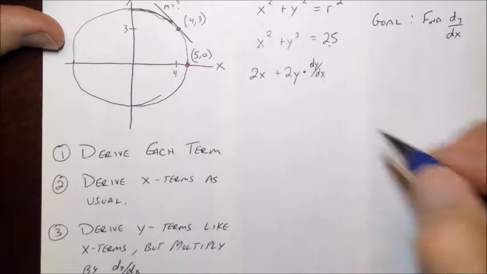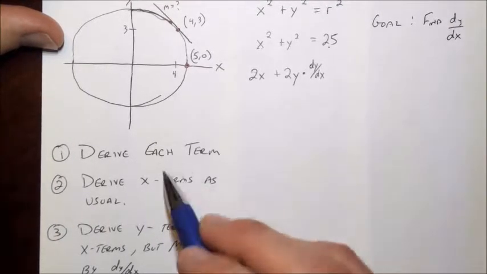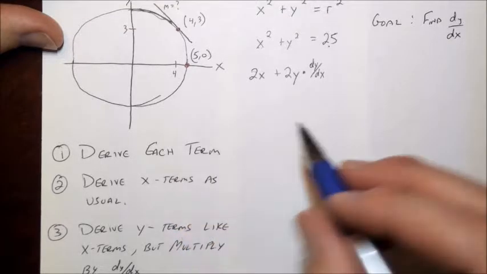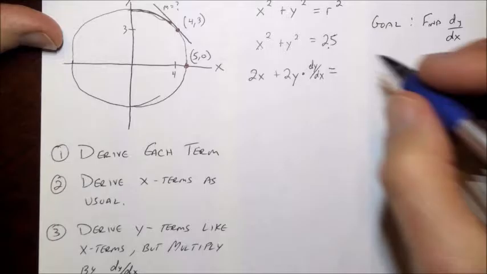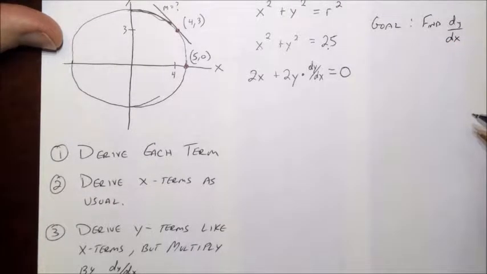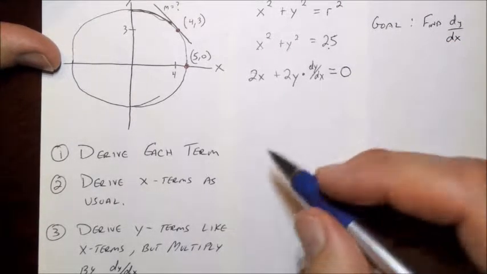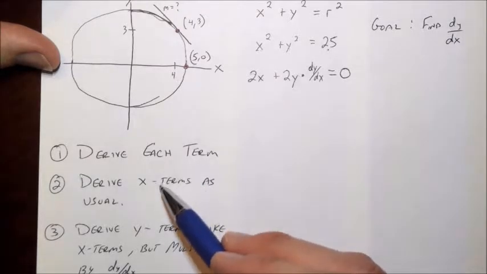Here's our dy dx. Except we're not done deriving each term yet. So let's go to the next one. The next term is 25. What's the derivative of 25? Yes, it's 0.